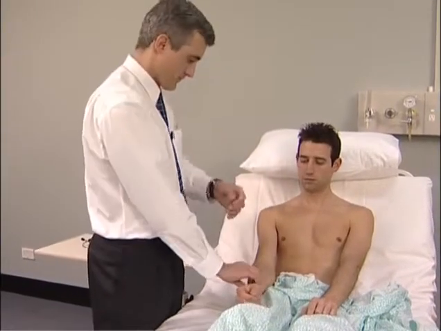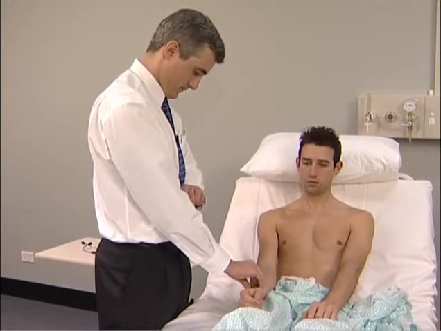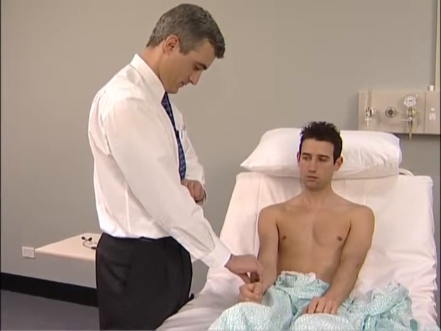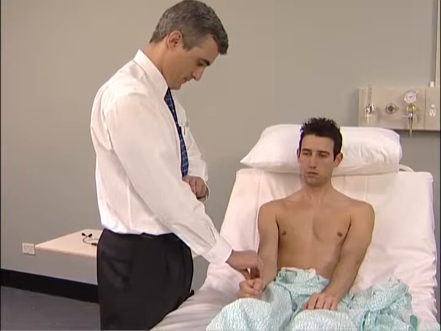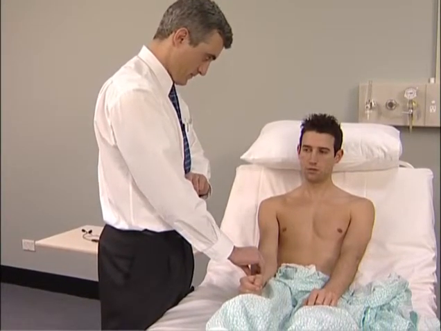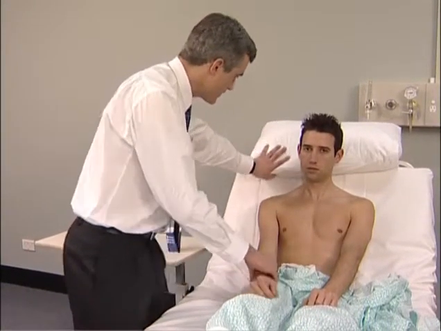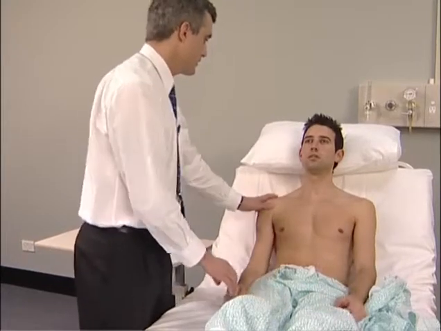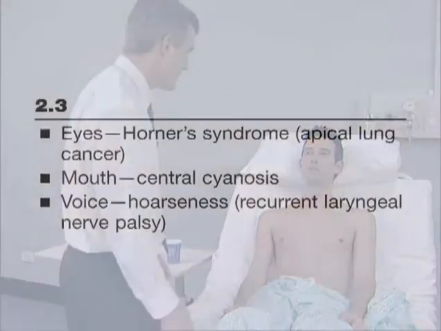Take the pulse for tachycardia, which will accompany respiratory failure or the use of bronchodilators. The irregularly irregular pulse of atrial fibrillation is common in patients with chronic lung disease. Now just rest your head. The examination now moves to the face.